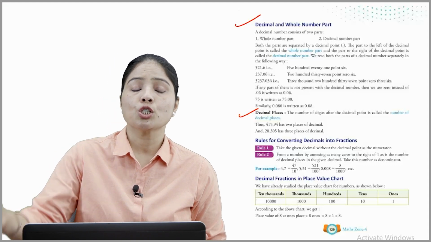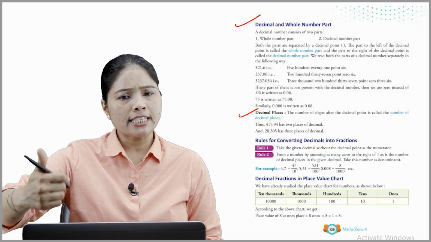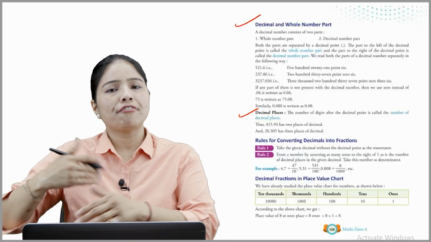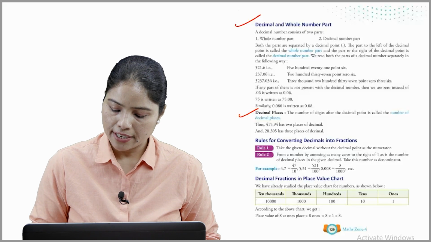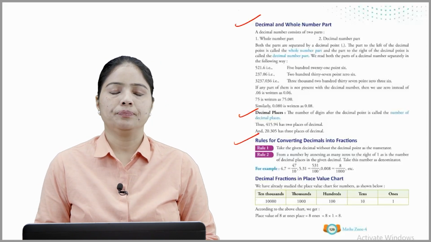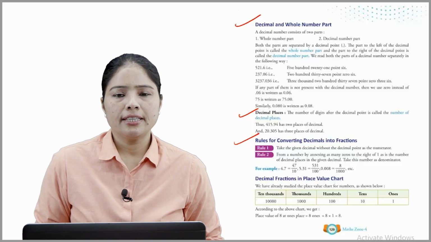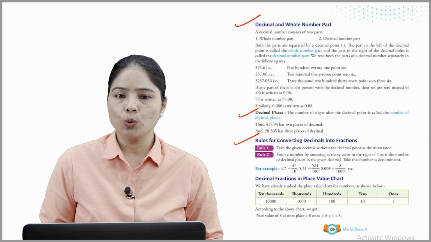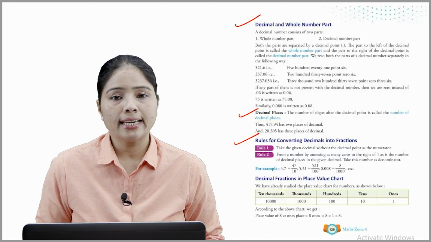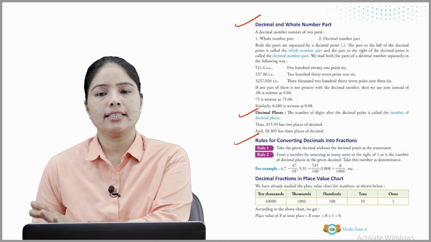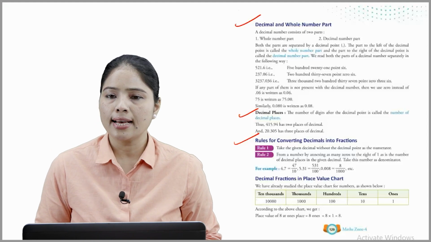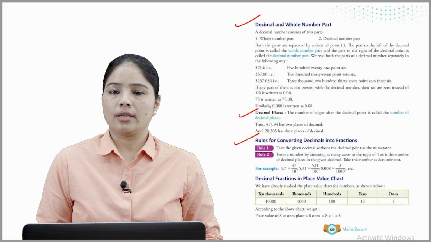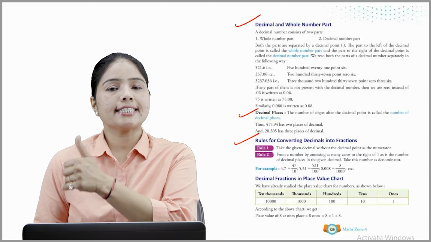I hope you understood. Rules for converting decimal into fractions. Now we will learn converting decimals into fractions. So let's start with that. Rule number 1: Take the given decimal without the decimal point as the numerator. Rule number 2: Form a number by annexing as many zeros to the right of 1 as is the number of decimal places in the given decimal. Take this number as the denominator.